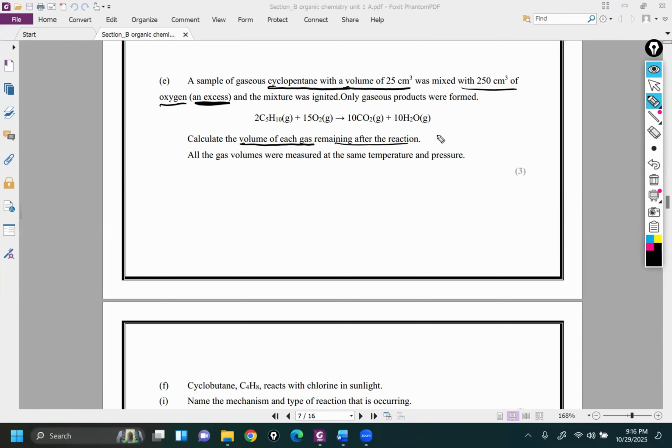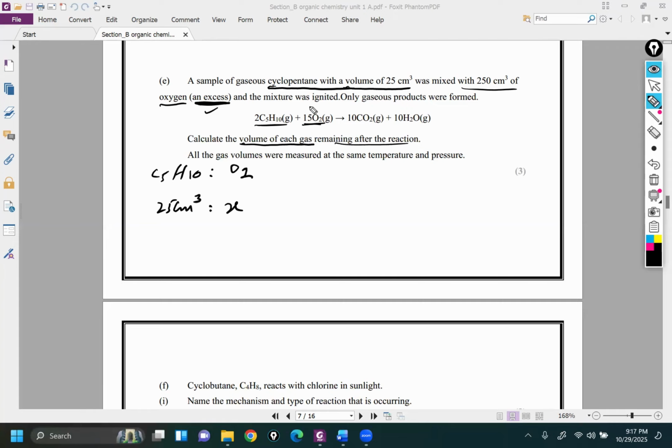In such questions, first we have to find out the limiting reactant, but they have already solved that part for us. Oxygen is in excess, so no need to look at it here. We will just focus on 25 cm cube of cyclopentane. First of all, we have to see how much oxygen is used. If you look at the question, C5H10 and oxygen ratio is given. If this is 25 cm cube, how much oxygen volume will be required?